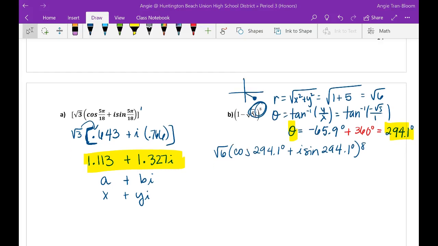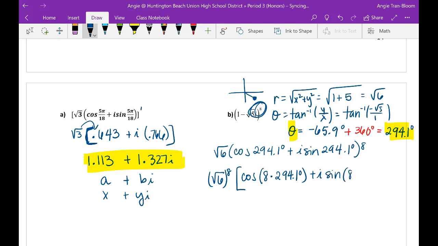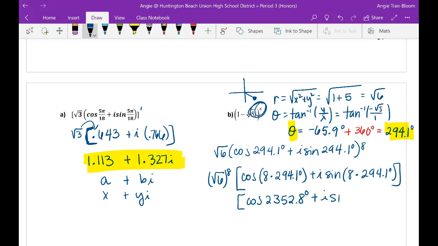Based on De Moivre's theorem, we're going to take the radius and raise it to the power of 8th. Then we are going to multiply 8 to each angle. So 8 times 294.1 degrees plus i times sine of 8 times 294.1 degrees. I'm going to use my calculator. 294.1 degrees times 8 equals, all right, this is going to give me some ginormous number. Here we go. Cosine of 2352.8 degrees.